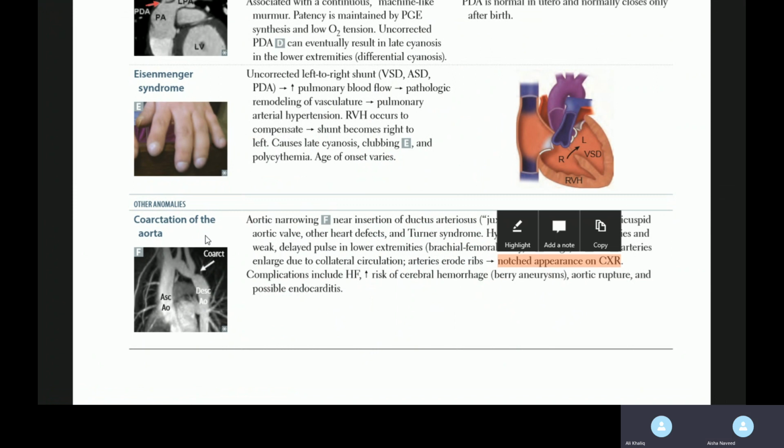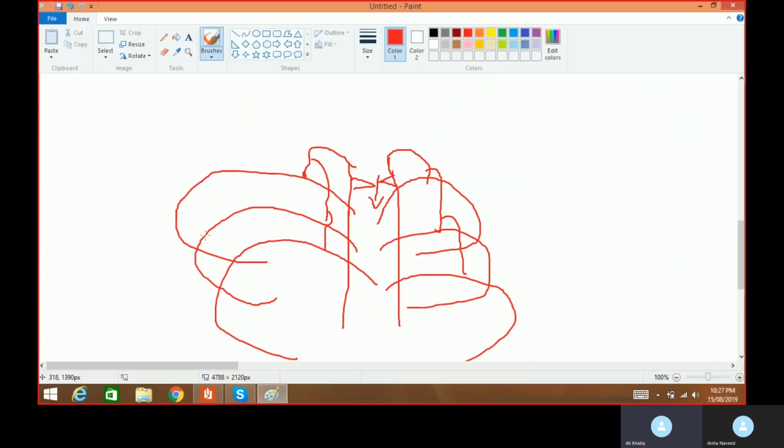As I told you, the coarctation always arises distal to the subclavian artery. Now the question is, you have two subclavian arteries. One arises from the right side of the aortic arch, and one arises from the left side of the aortic arch. Distal to which subclavian artery is the coarctation? This is a valid question. Let me draw it first.